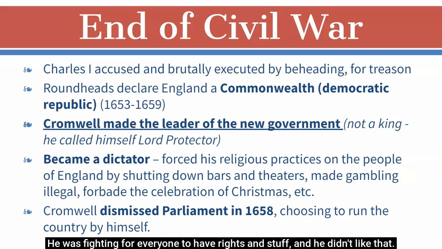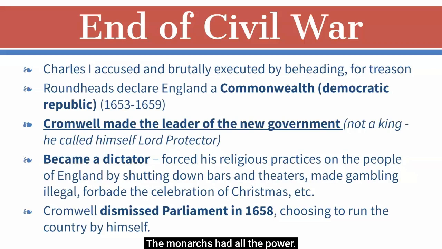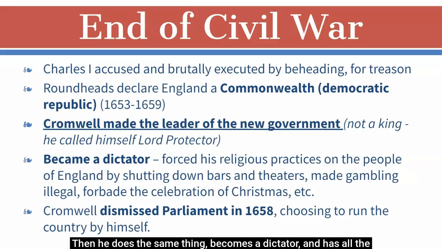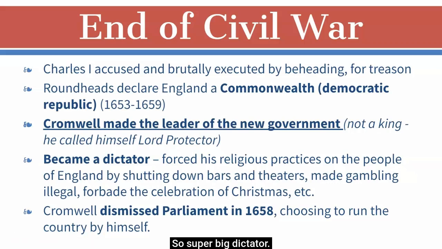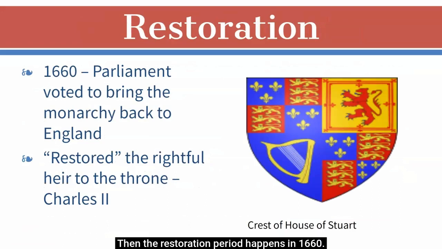He was fighting for everyone to have rights and stuff, and he didn't like that the monarchs had all the power. Then he does the same thing, becomes a dictator, and has all the power. He forces his religious practices on the people of England by shutting down things like bars and theaters. He made gambling illegal, and he forbade the celebration of Christmas. Bah humbug. Cromwell dismissed Parliament in 1658, so he's trying to get rid of all the other people who could possibly take him out of power, choosing to run the country by himself. So super big dictator.